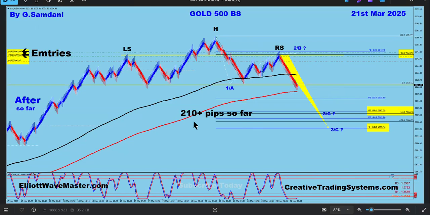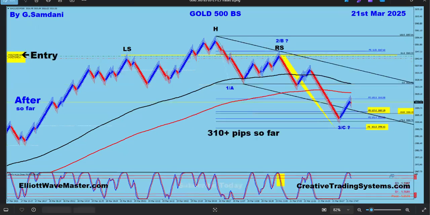So first one, basically, I had 210 pip, and then second, all the way down here, the one I closed here, that one was for 310 pip in gold. So these are the trades that I have, and I have some very beautiful setups.